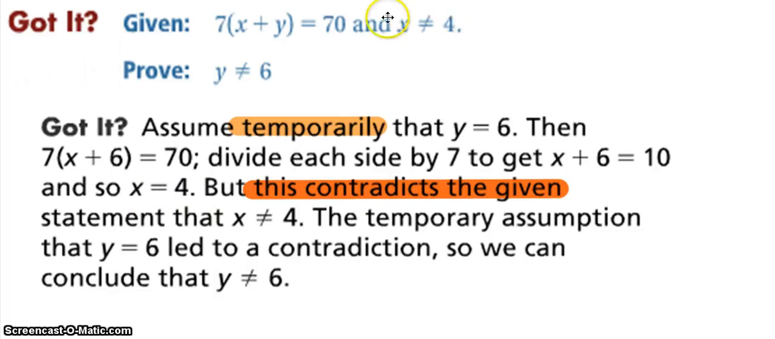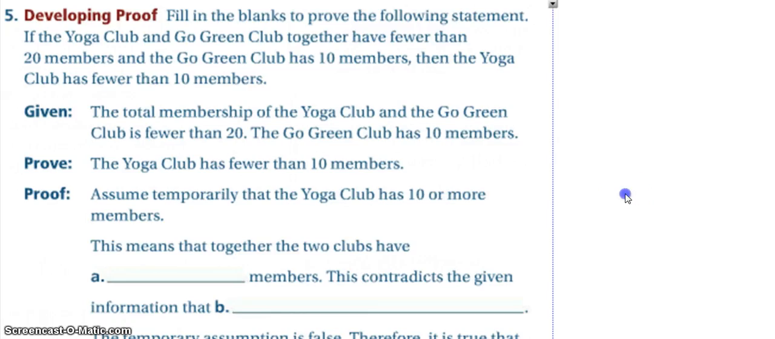But this is contradictory to a given statement, and if I contradict a given statement, that is not allowed because we know this is true. So because of this contradiction, we can assume y is not equal to 6. So now we're going to fill in the blanks for this proof.